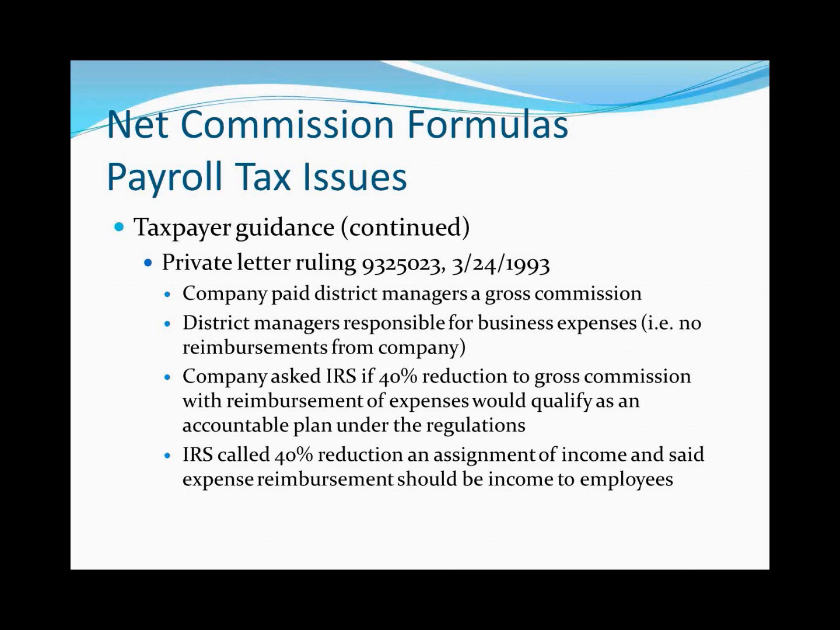And the IRS said, no, that doesn't work, because they called the 40% reduction an assignment of income. So they said, no, what the employee is really earning is the full 100%, and they're assigning 40% of that income back to the employer, and that doesn't qualify as an accountable expense reimbursement plan. So they said that under that scenario, you would have to do withholding on the full 100% gross commission, not the 60% net commission.